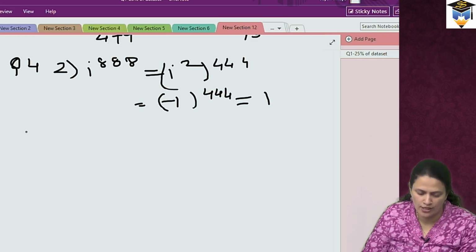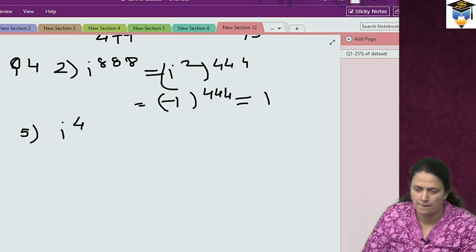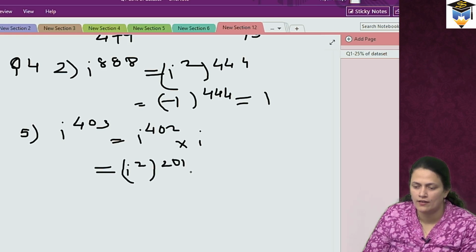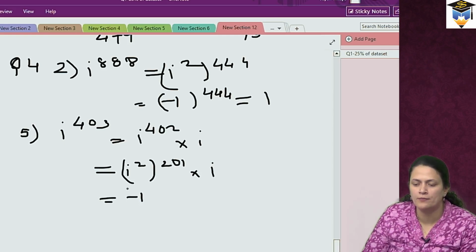Then we are going to solve the fifth one, i raised to 403. The rest are for homework. So i raised to 403 can be written like this. That is nothing but i square raised to 201 into i. So minus 1 raised to an odd number is going to give us the answer as minus 1. So minus 1 into i is minus i.